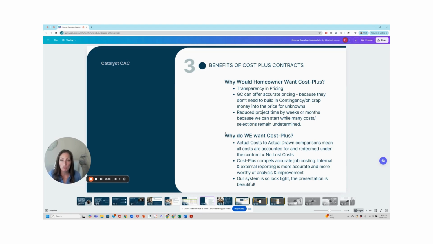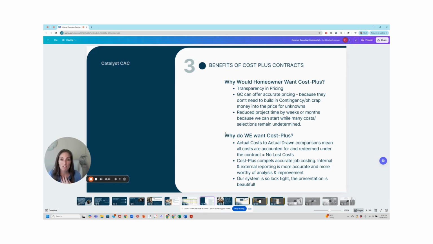And then you can reduce the project time by weeks or months because you can get started while a lot of the selections are unknown or undetermined. If you have a lump sum contract, you're going to try to get all the selections done before you sign that contract because you want to make sure that they're not going to pick something that's way over budget, unless you have it accounted for as a clause in your contract. But with a cost plus, you can go ahead and get started because regardless of what the selections are, they're going to be paying the same percentage.